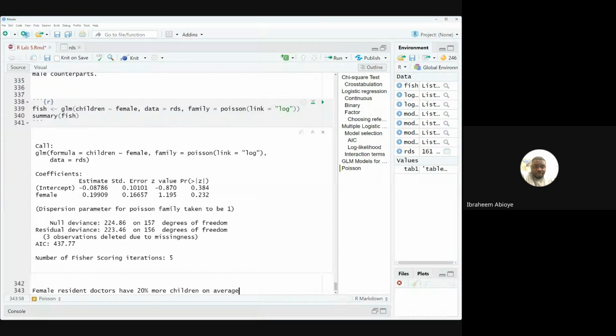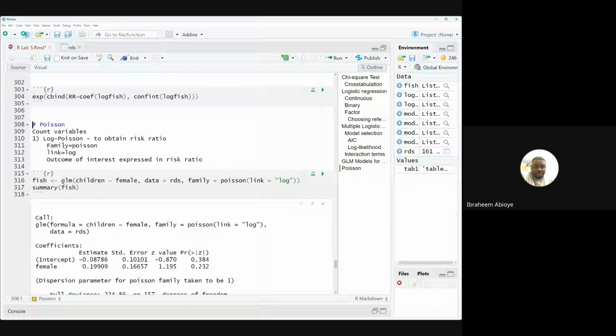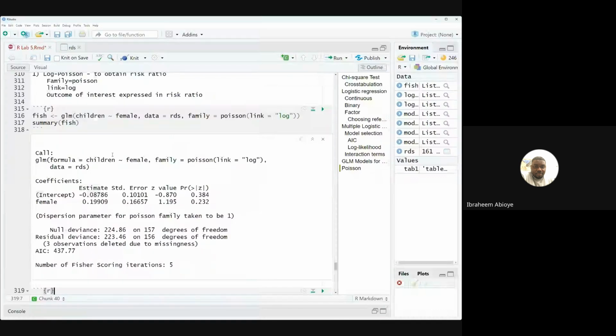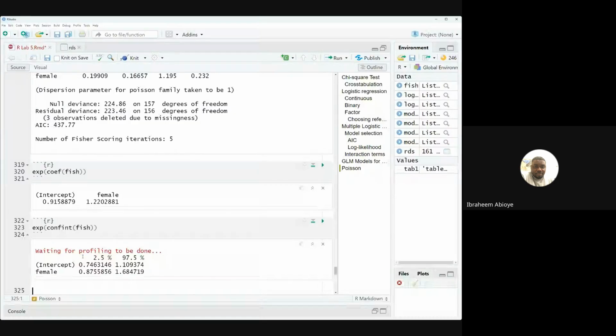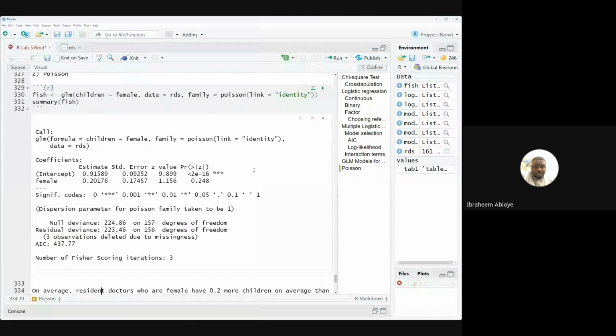Let me take that again. For Poisson, if the outcome is 0 or 1, we obtain the risk ratio. If the outcome is a count, as in here, we don't obtain the risk ratio. We cannot obtain the risk ratio for a count variable. Okay. So when we use identity, it preserves the structure of the outcome variable.